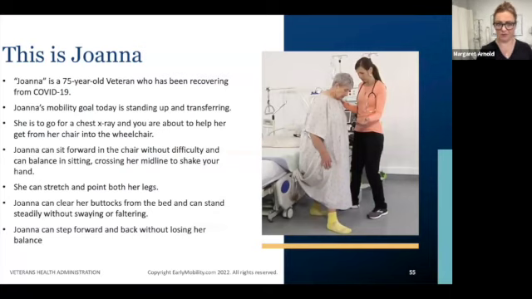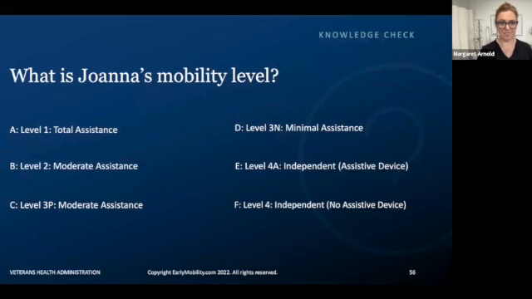She can stretch and point both legs. She can clear her bottom. She can stand up without swaying or faltering steadily for 5 seconds. She can march in place and step forward and back without losing her balance. What is Joanna's mobility level?